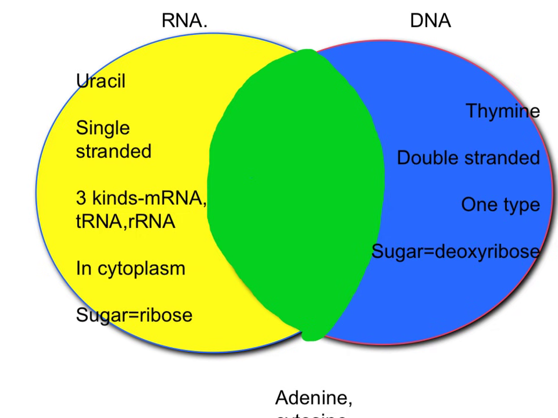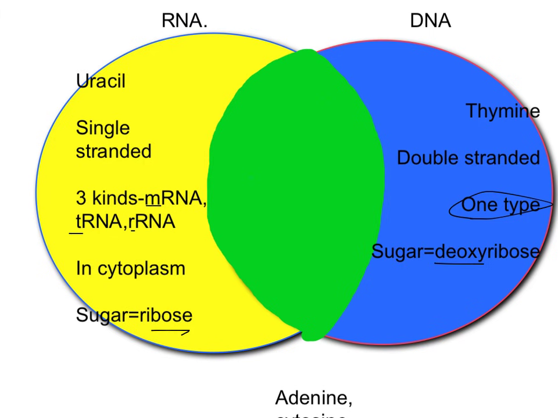It is single-stranded. There are 3 kinds of RNA: messenger RNA, transfer RNA, and ribosomal RNA, whereas you only have 1 kind of DNA. RNA can also be found in the cytoplasm, and its sugar is ribose, whereas DNA's is deoxyribose.